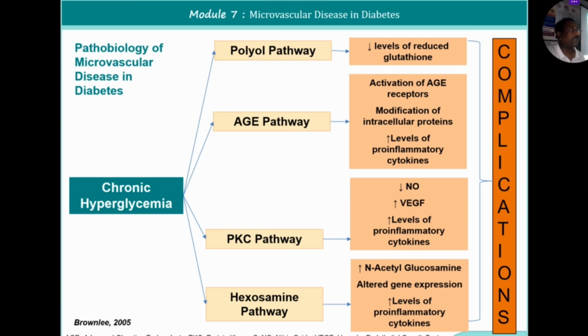PKC pathway, nitric oxide, that is a good vasodilator in the vessels. So once it is reduced, it causes more vasoconstriction. And there will be increased levels of pro-inflammatory cytokines. On the hexosamine pathway, you will have altered gene expression, N-acetyl glucosamine, and again the pro-inflammatory cytokines. So these are the different pathways which can be aggravated in the presence of your microvascular complications.